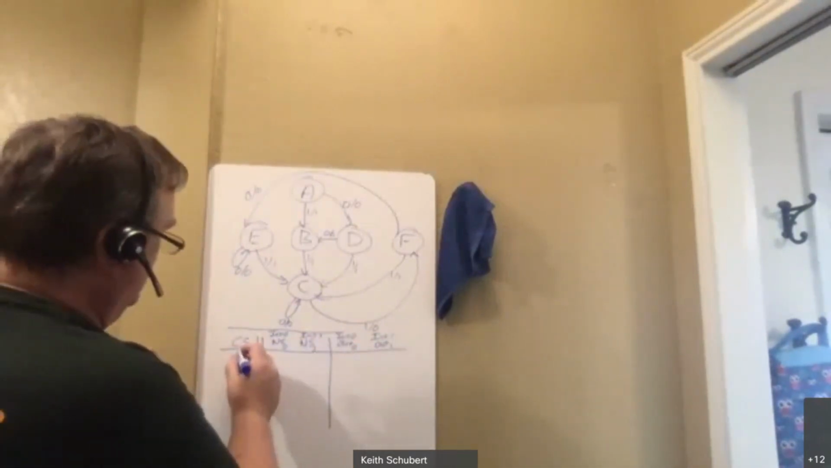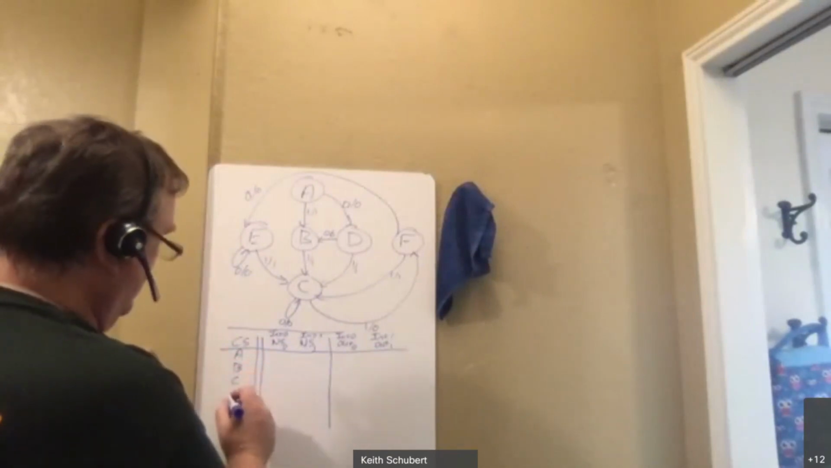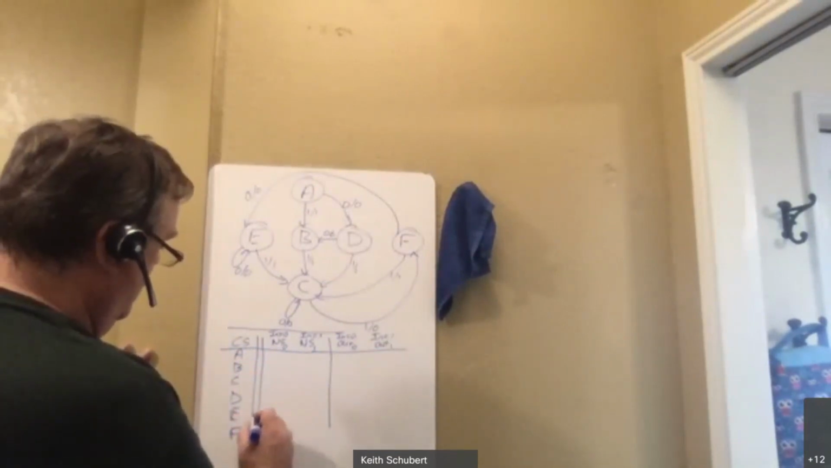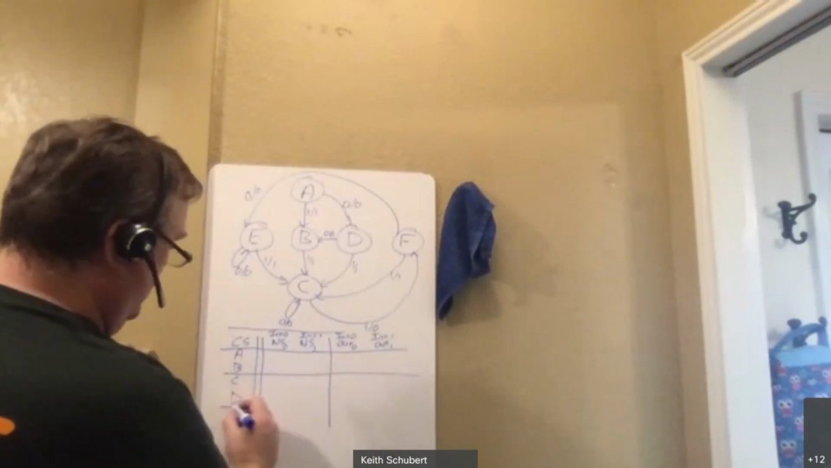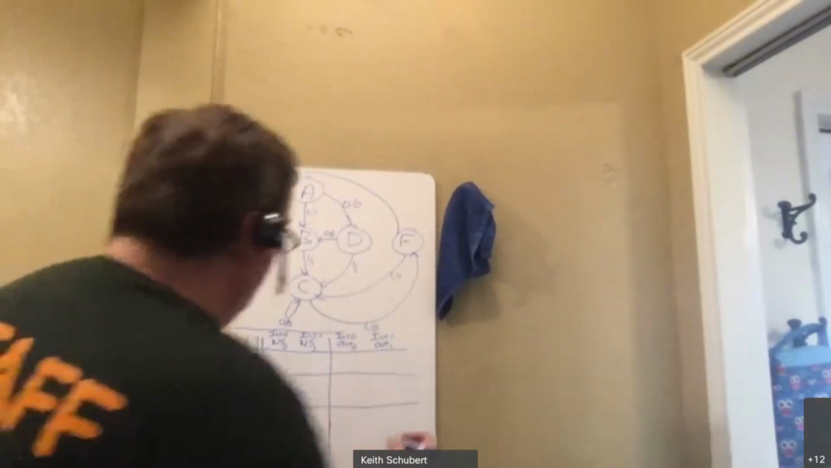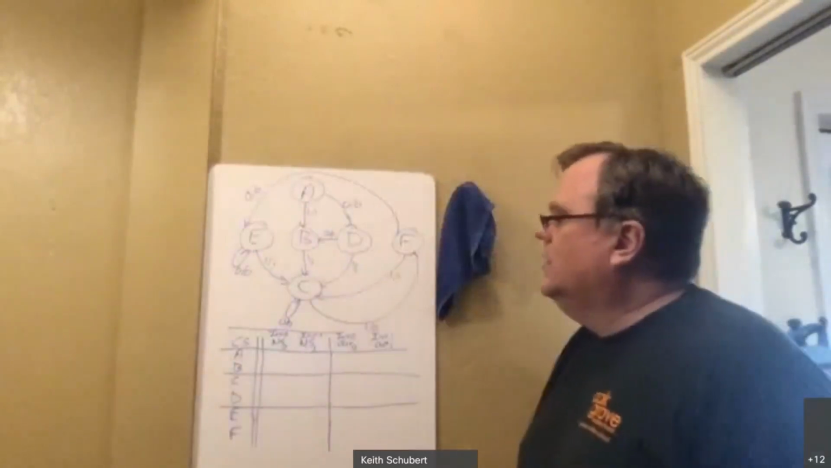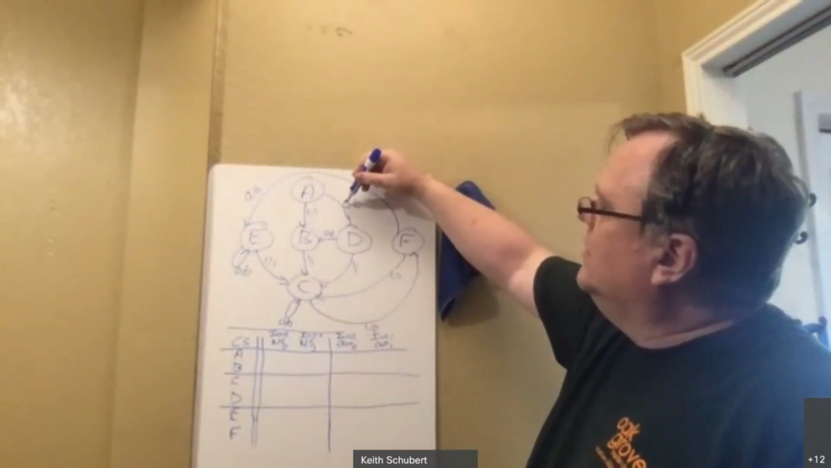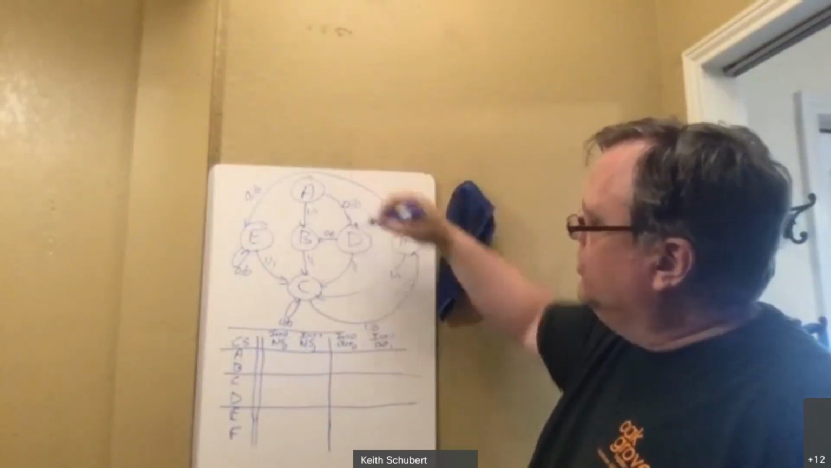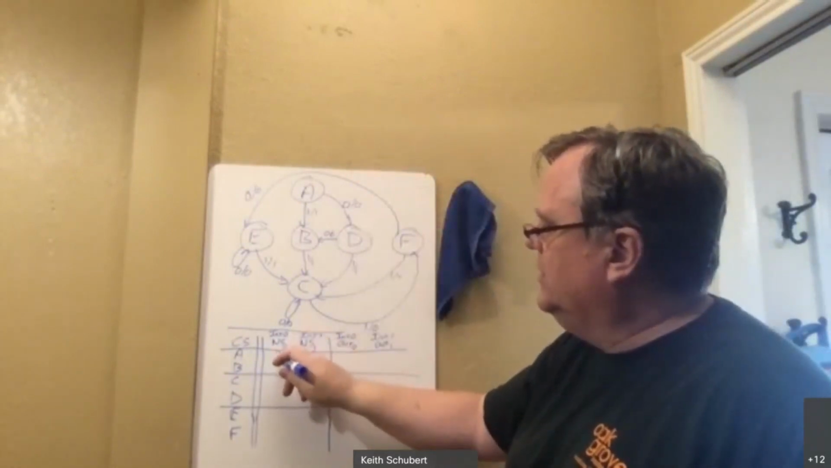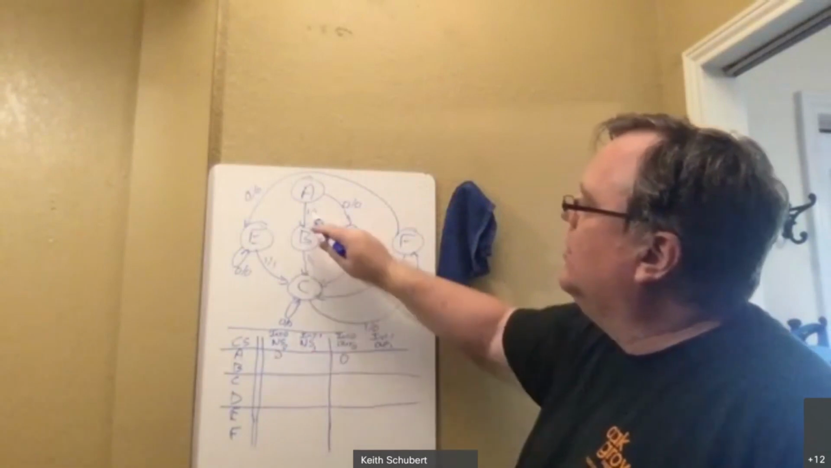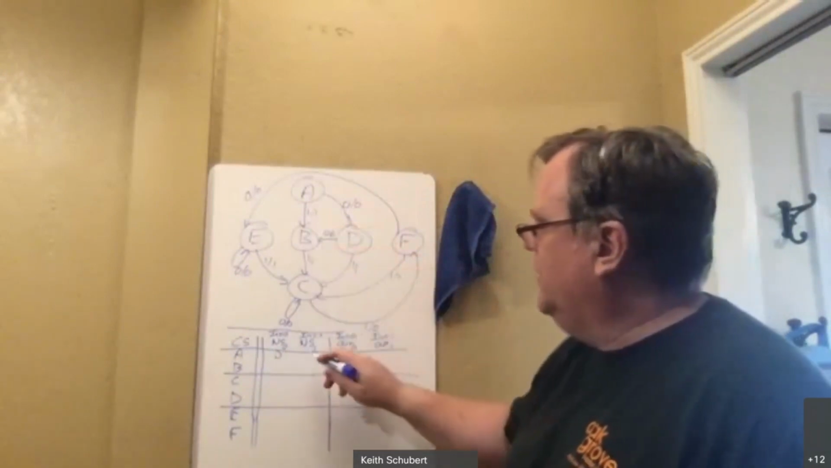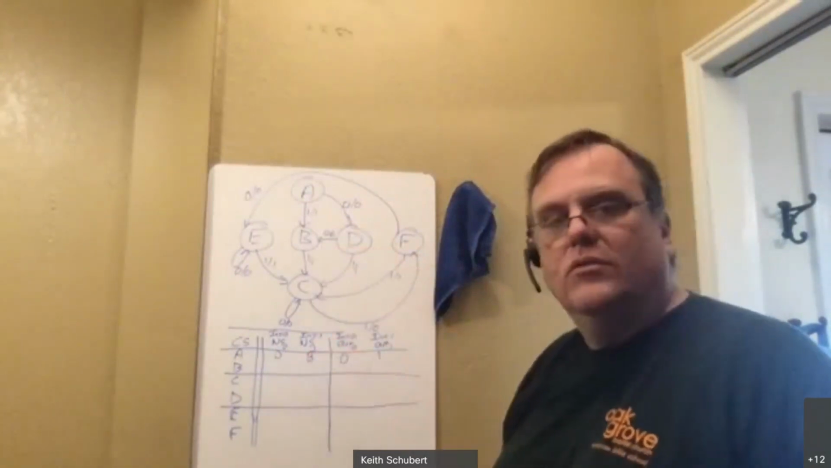Okay, so my possible states, A, B, C, D, E, and F. I'm going to do a line every two just to make it more readable. From A, on a zero, I get a zero and go to D. So my next state on a zero is D, and I output a zero. On a one, which are these two, I output a one and go to B. Good.